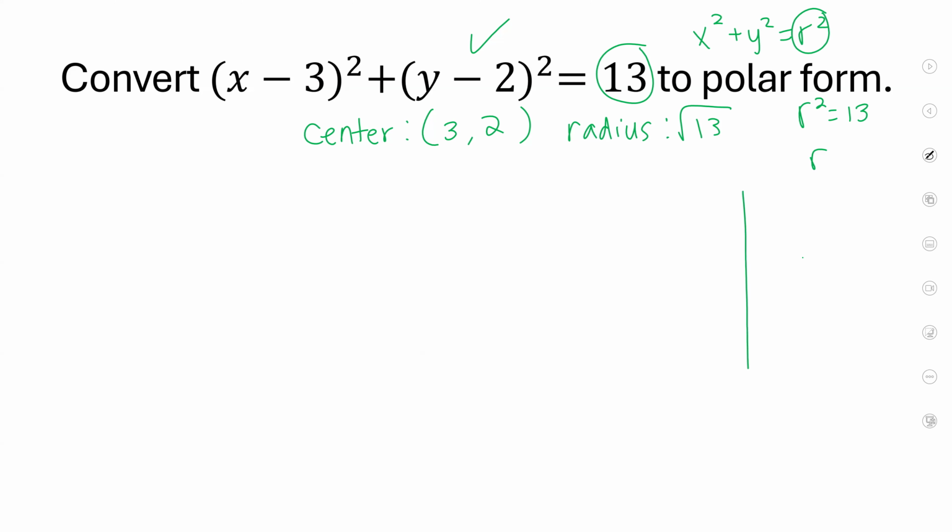I can graph that. The center is at 3, 2, and the square root of 13 is approximately 3.6. So I can go about out here. 1, 2, 3, a little bit past it. This is what my graph should look like. Okay, now let's change it to polar. Any suggestions?